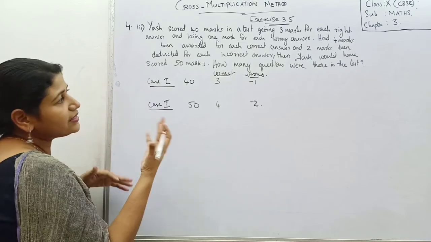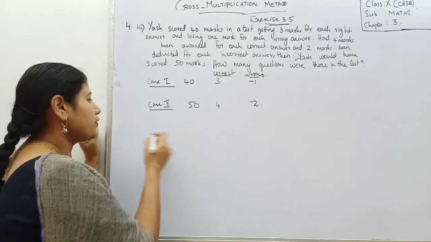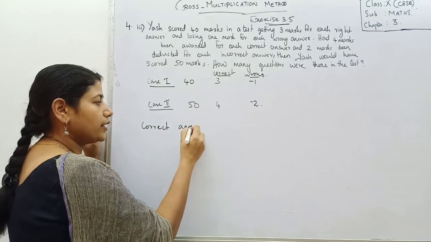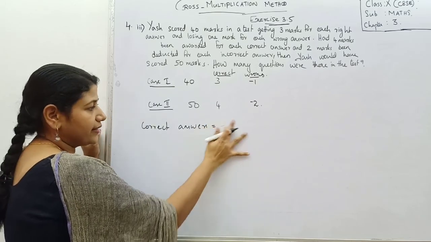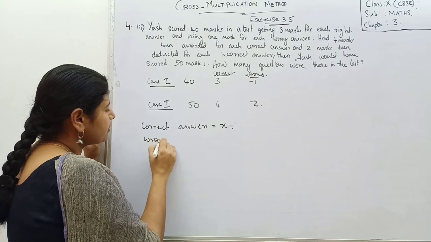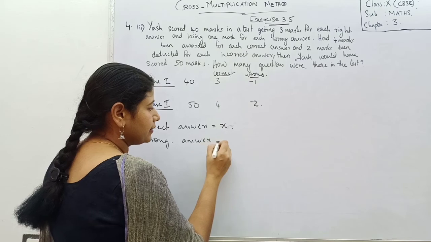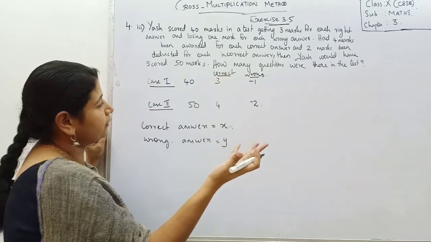So we can make these situations into a pair of linear equations. Number of correct answers is x, and wrong answers is y. We can take it like that. So now we can change these 2 cases into a pair of linear equations.